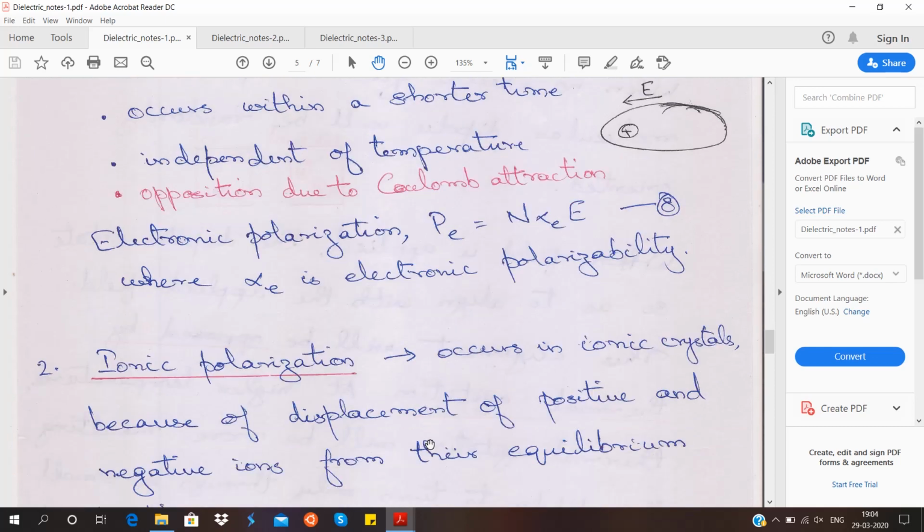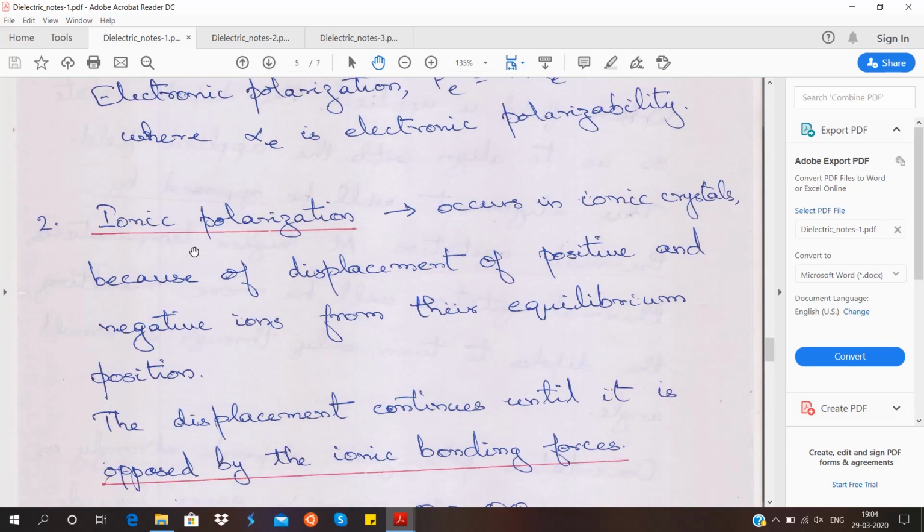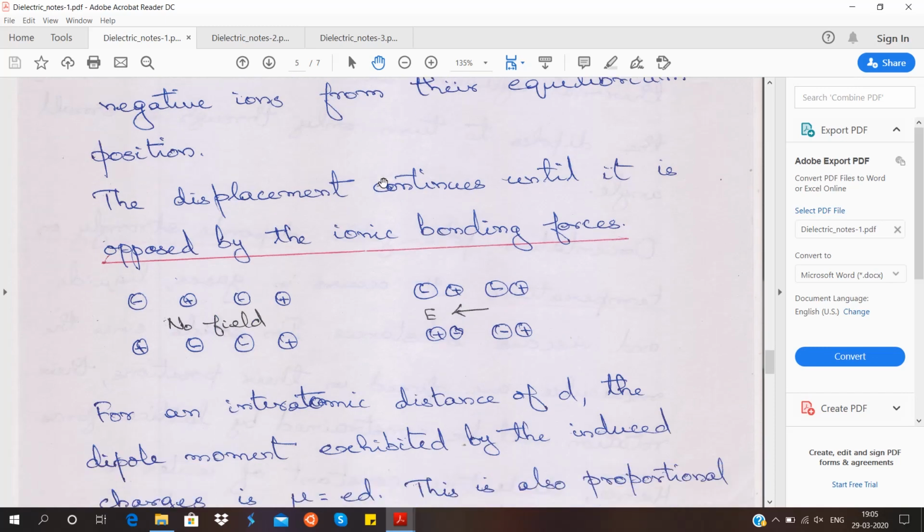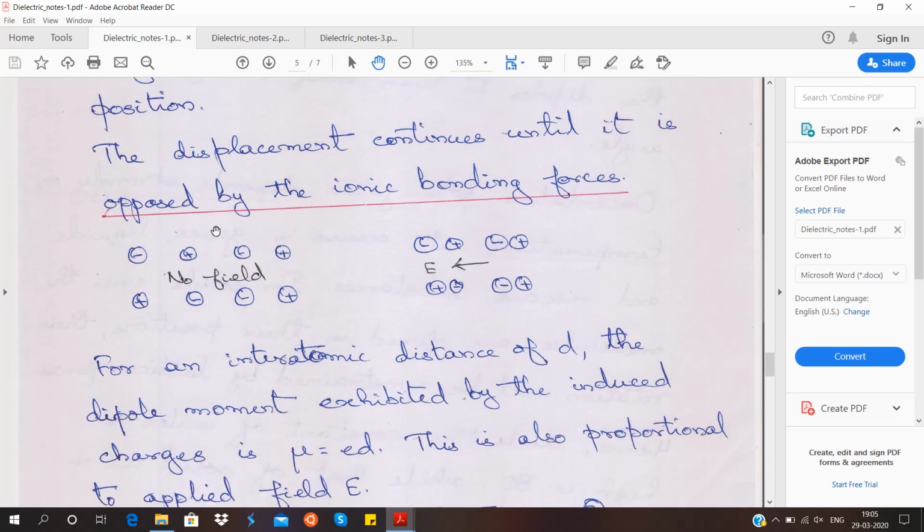Let's move on to the next one, that's ionic polarization. In the previous case, when it was electronic polarization, we talked about the different electrons existing in an atom. So this is ionic polarization, so it's obviously going to be related to ions. So let's consider, say, a crystal which has both positive and negative ions.